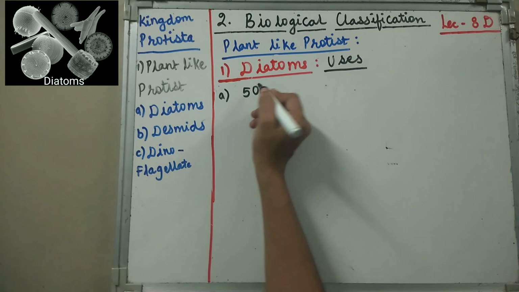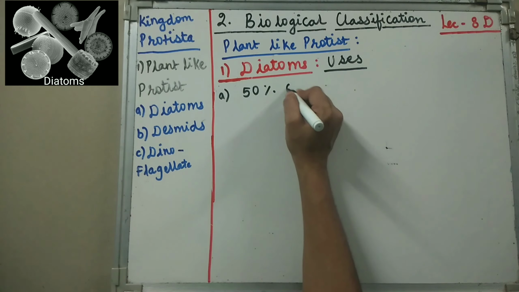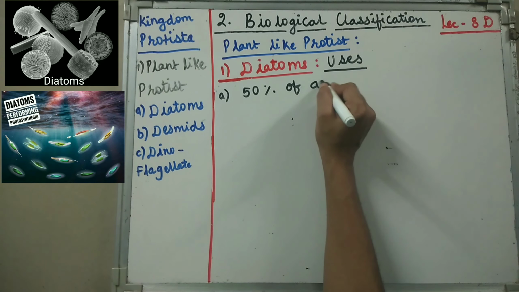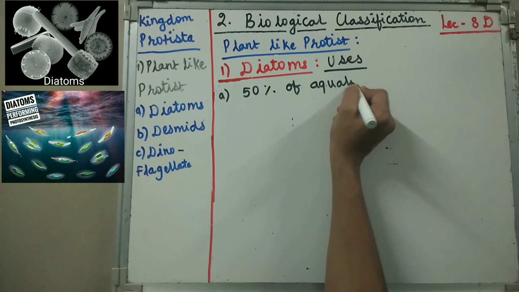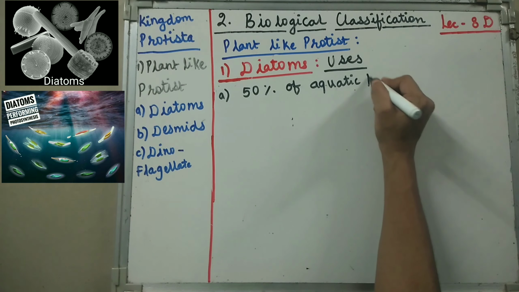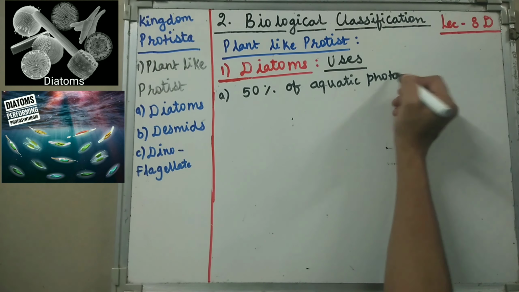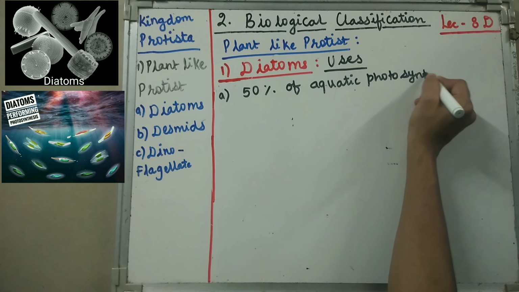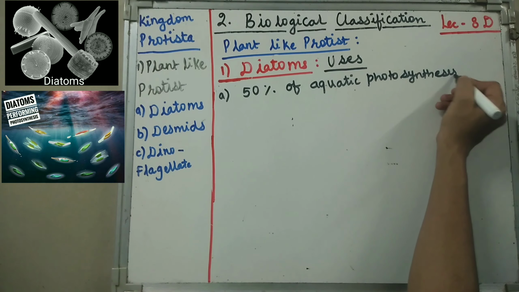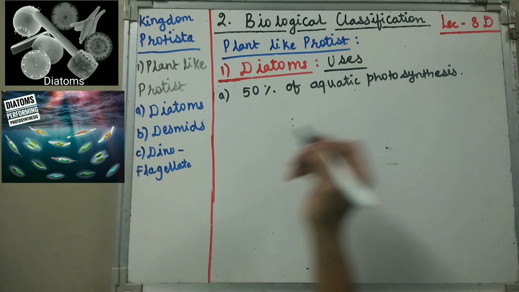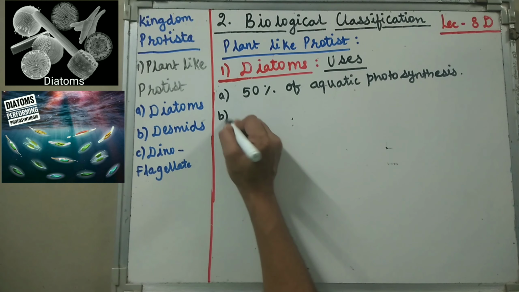Almost 50% of aquatic photosynthesis is done by diatoms. Let us go to the next particular point.